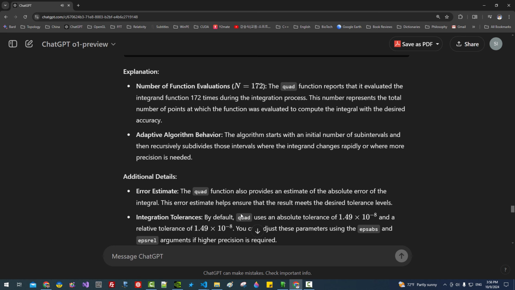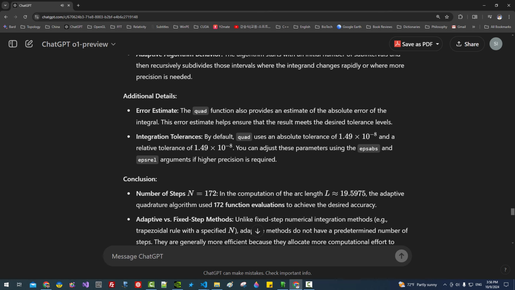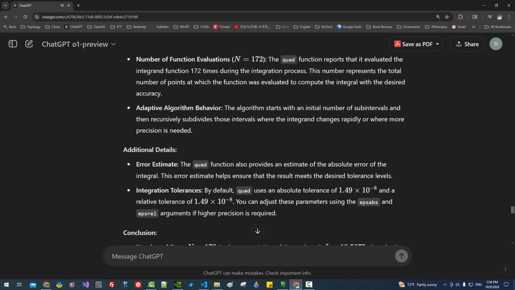Output. Arc length L equals 19.5975. Number of function evaluations (steps) n equals 172. Explanation. The quad function reports that it evaluated the integrand function 172 times during the integration process. This number represents the total number of points at which the function was evaluated to compute the integral with the desired accuracy. Adaptive algorithm behavior. The algorithm starts with an initial number of subintervals and then recursively subdivides those intervals where the integrand changes rapidly or where more precision is needed.